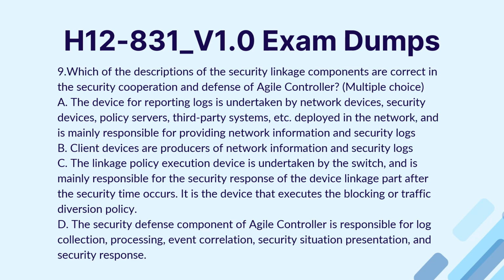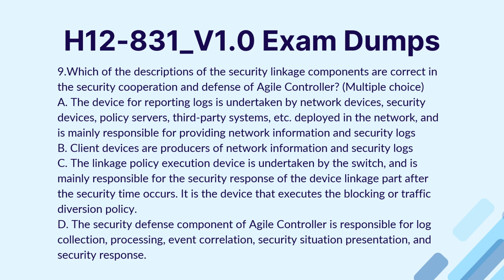9. Which of the descriptions of the security linkage components are correct in the Security Cooperation and Defense of Agile Controller? Multiple choice. A. The device for reporting logs is undertaken by network devices, security devices, policy servers, third-party systems, etc. deployed in the network, and is mainly responsible for providing network information and security logs. B. Client devices are producers of network information and security logs.